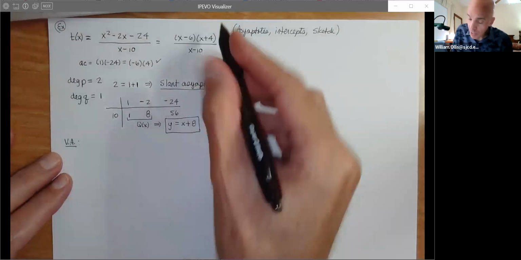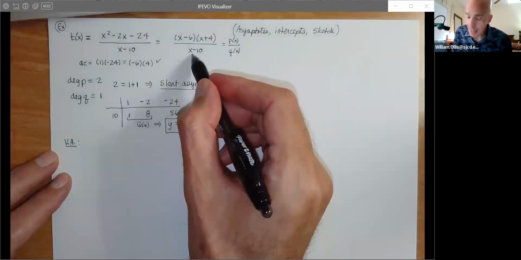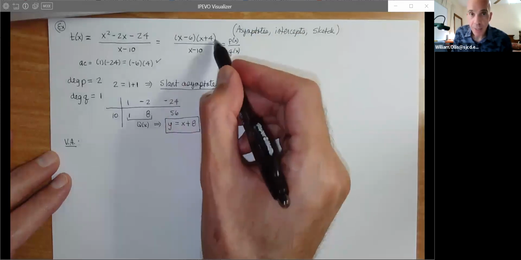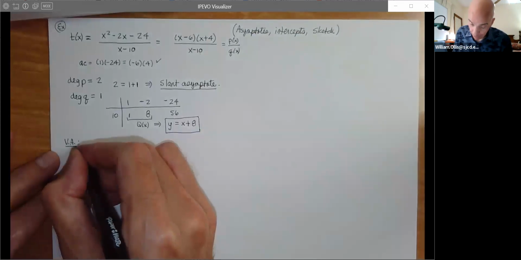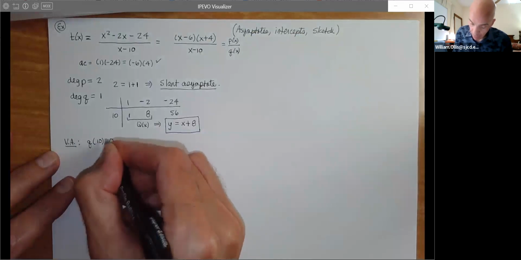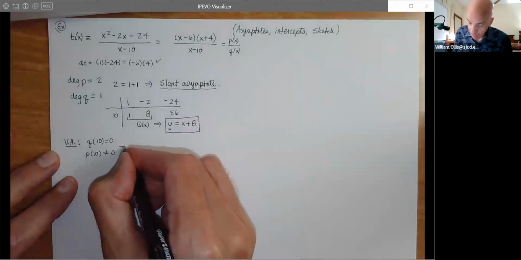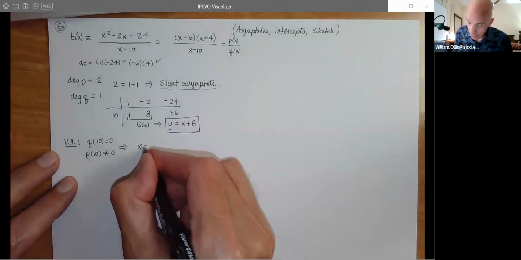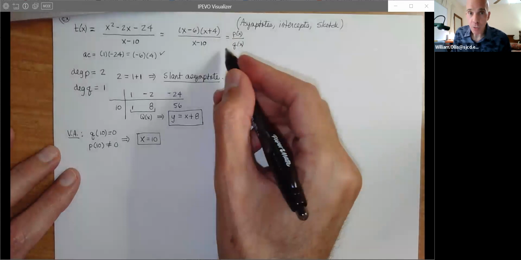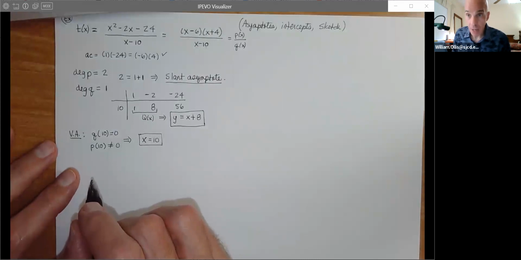Well, I went ahead and factored this so we wouldn't have to be so formal. We see that 10 is a 0 of the denominator, Q, but 10 is not a 0 of the numerator. So this would imply, that is, Q of 10 equals 0, but P of 10 does not equal 0. So x equals 10 is a vertical asymptote right there. By definition, we have a vertical asymptote. We have a slant asymptote as opposed to a horizontal asymptote.